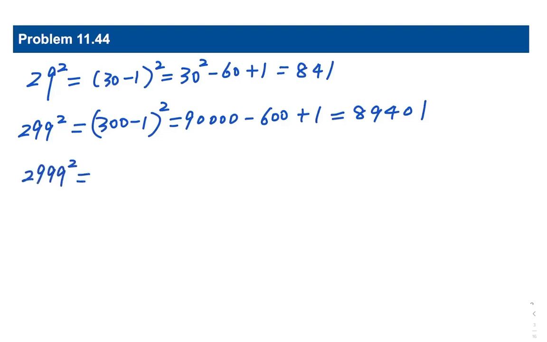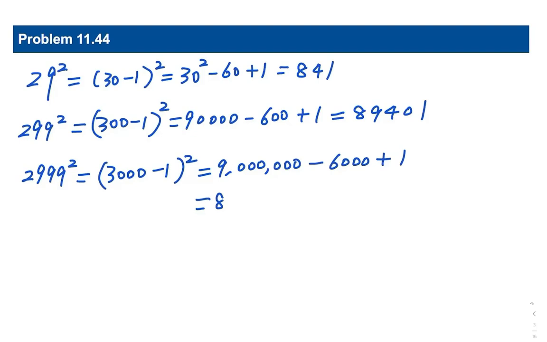2,999 squared is 3,000 minus 1 squared. This is 9 million minus 6,000 plus 1, which is 8,994,001.